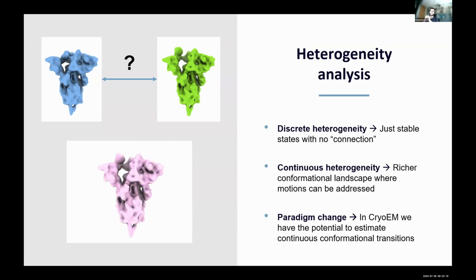But I think we have 2 main limitations. The first one is that we don't really know how these classes are connected. We don't know how the protein is going from one state to another, or whether the protein is following a specific path to get to that specific conformation we're interested in. And this has to do with the way we are discretizing all the variability.